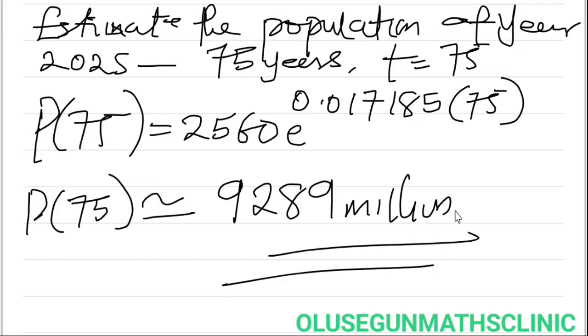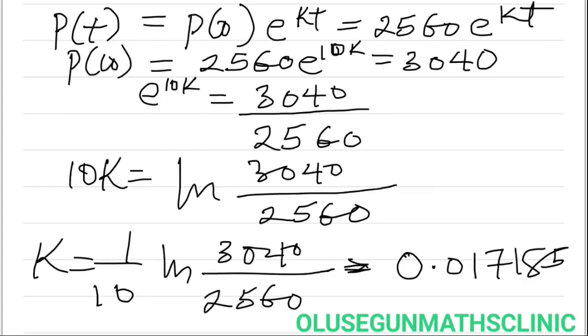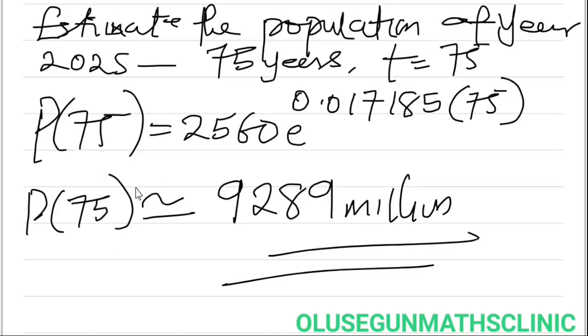So that is how we find it. You just have to watch the video again to get it better if your first view does not get it at once. I would advise you to watch it again and get the logic. You first find the constant. How do you find the constant? The initial value and the value at the period of time will make you get the constant. As you get the constant, it is very easy for you to get the value at 43 years and estimate at 75 years, in the year 2025.